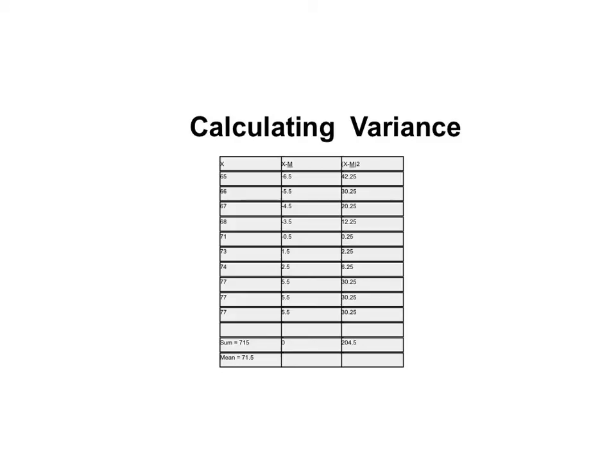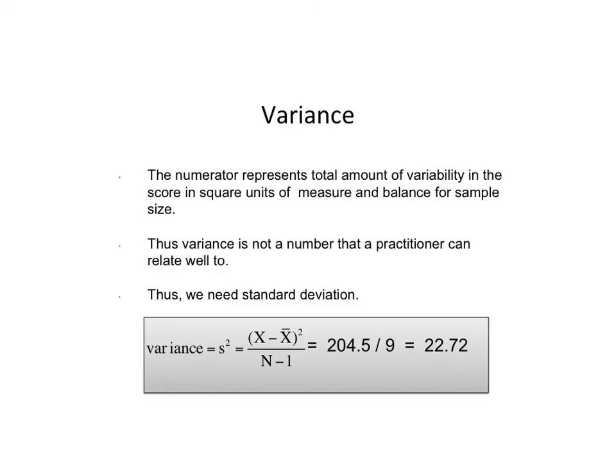So here we have our scores again. We have our summed up value of 204.5. If we divide 204.5 by our sample size minus 1, so n minus 1, which is 10, we get a variance of 22.72. Now, this is an example of percentage points because these are scores on an exam. So the 22.7 is the average variability in percentage points squared.